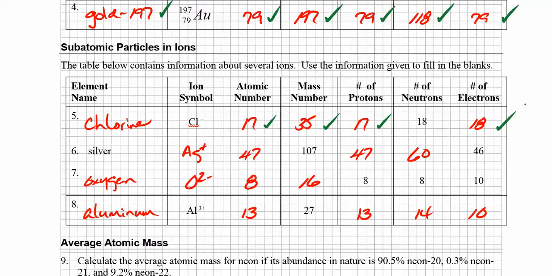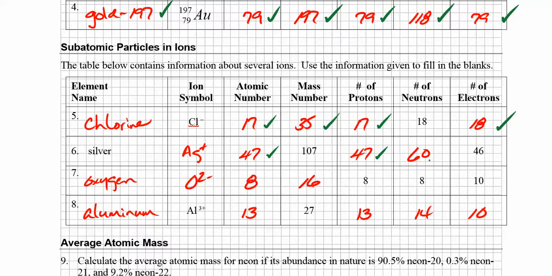Let's look at this one. They're telling me it's silver. That means that the atomic number is 47. I find that from the periodic table. The atomic number is 47. They're telling me that the mass number is 107. So remember that the atomic number is the number of protons, which is 47. I could have also simply copied from here, atomic number 47, number of protons 47.